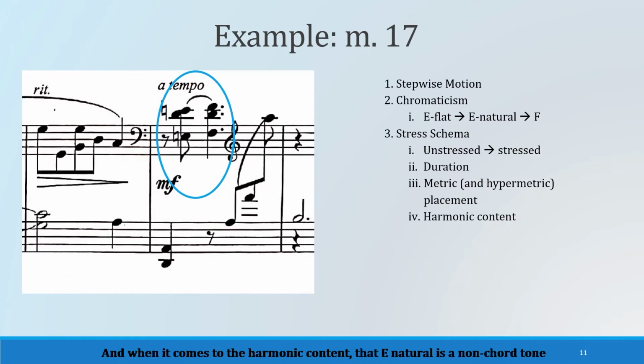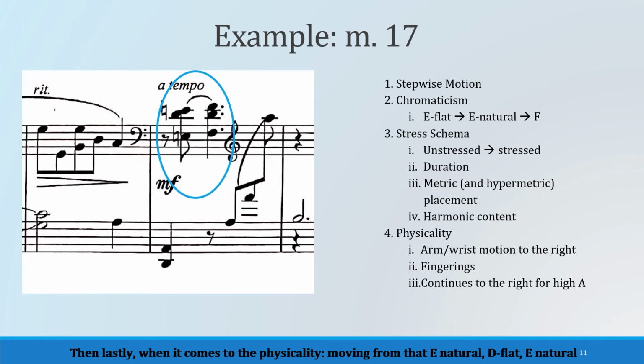And when it comes to the harmonic content, that E natural is a non-chord tone moving into that third of our tonic chord. And so that third is very important in my mind to the way this measure sounds. And then lastly, when it comes to the physicality, moving from that E natural, D flat, E natural to that F, D flat, F involves a bit of rotation of the wrist.